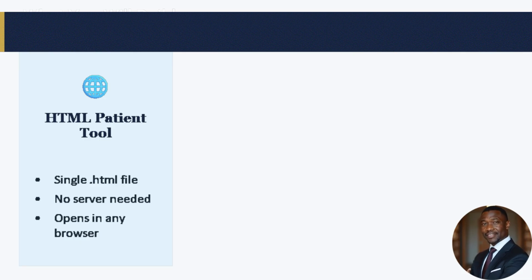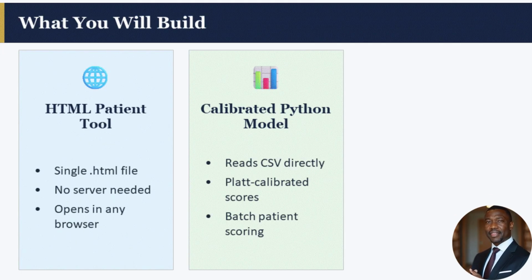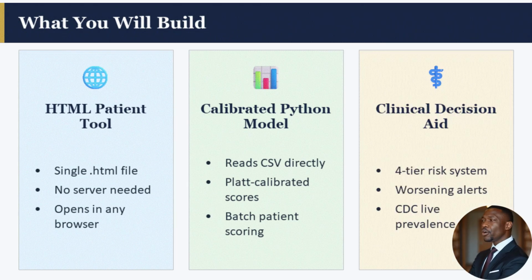The first is an interactive HTML file, a patient-facing intake form that asks about symptoms, medical history, and home tests, then displays a calibrated probability of PCR-positive COVID. The second is an adapted Python module that reads the COVID Care Knowledgebase CSV directly and produces scores you can use in batch processing. The third is the clinical decision logic embedded in the HTML, a 4-tier risk system, a worsening alert based on DEMI direct effects, and a button that fetches the latest COVID prevalence from the CDC automatically. All 3 emerge from one structured LLM dialog.